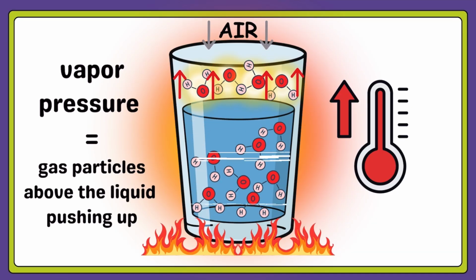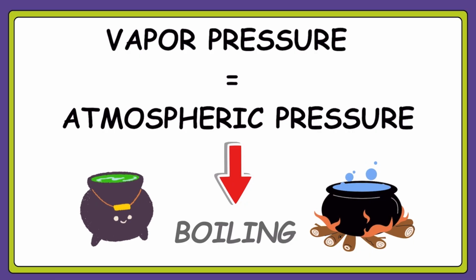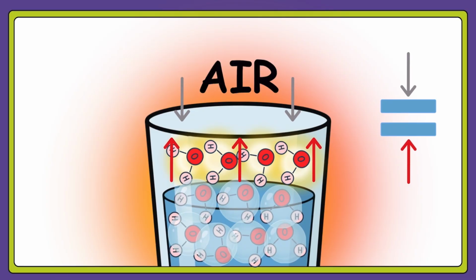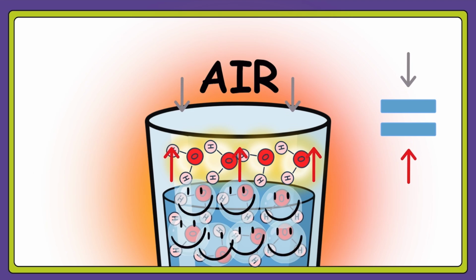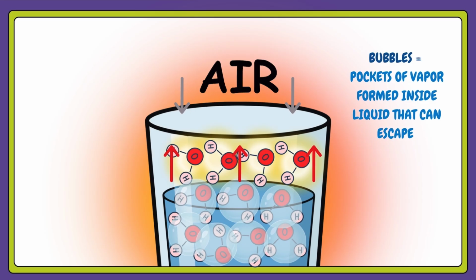So again, vapor pressure equals gas particles above the liquid pushing up. When vapor pressure becomes equal to atmospheric pressure, boiling happens. This means a lot of gas particles are pushing up just as hard as air is pushing down. Boiling is a great thing for the gas particles because now they can actually form inside the liquid and survive as bubbles, which are basically pockets of vapor formed inside the liquid that are now able to escape.